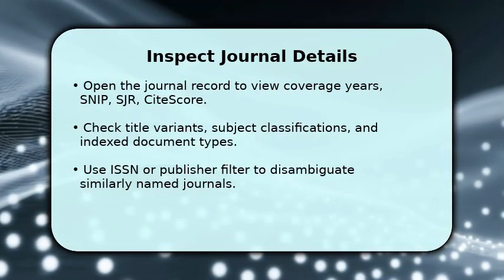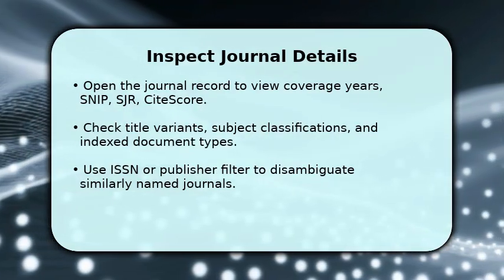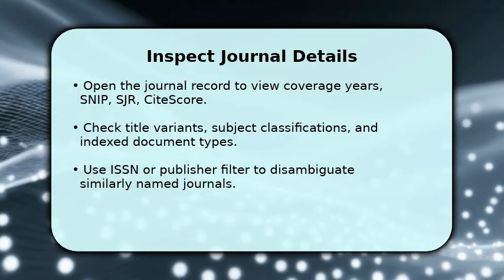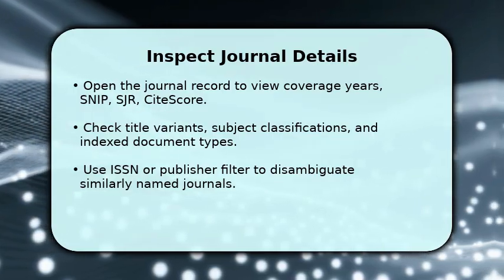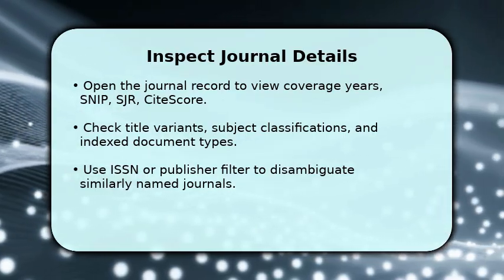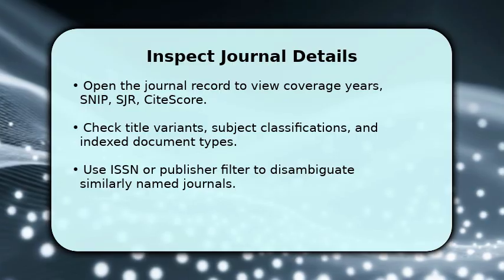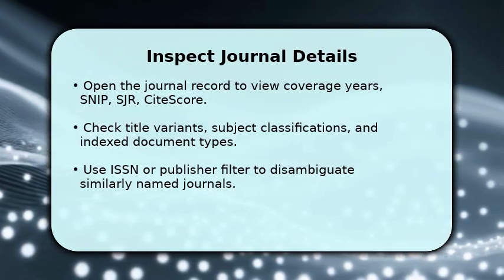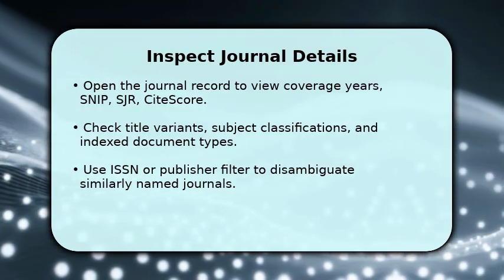Now open the journal record to inspect why it matters. Scopus lists coverage years, title variants, subject areas, and metrics like SJR and site score, so you understand scope and impact. Once you review document types and indexing coverage, you can determine whether the journal fits your needs.